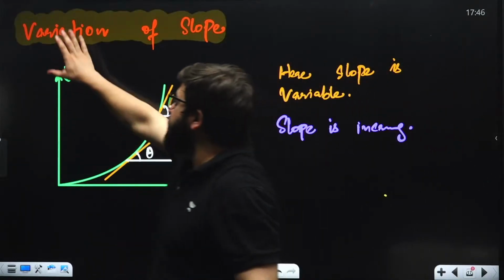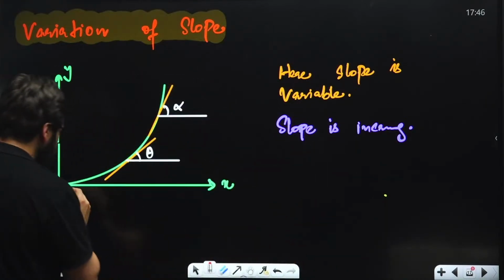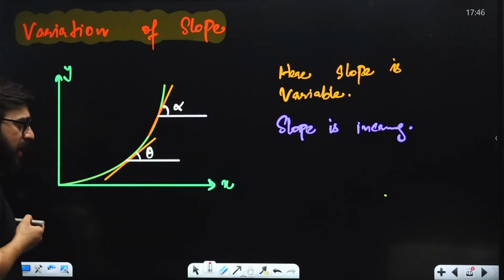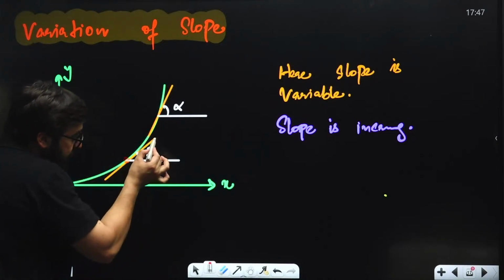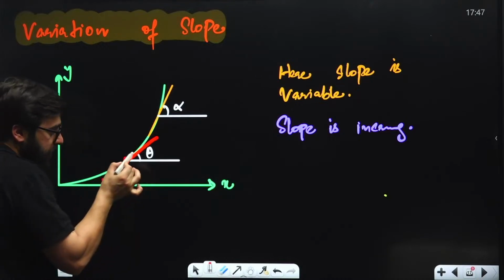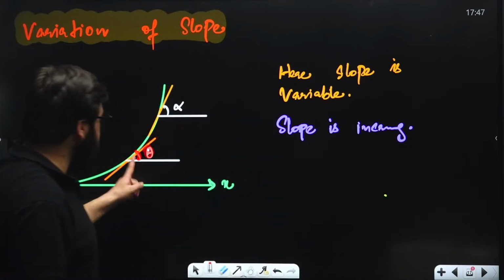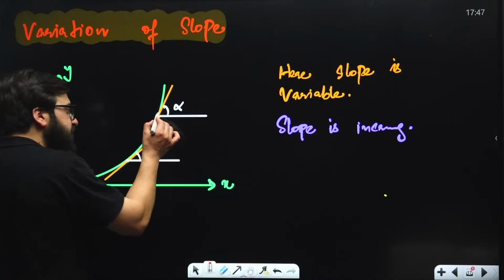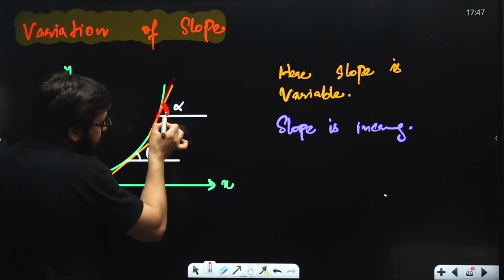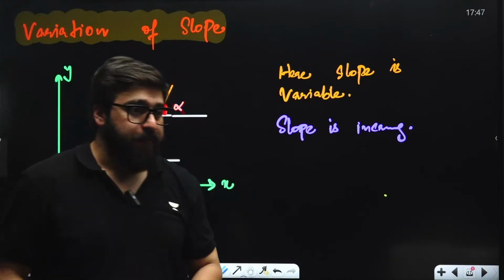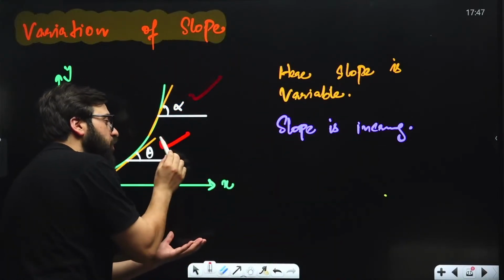Now let's talk about the variation of the slope. See, guys, here we have got this curve. Take this particular point and draw a tangent here; it is making the angle theta with the x-axis. Now take this other point and draw a tangent at this point. Here, this line is making the angle alpha. Can you tell me which of the angles is more over here, sir? Clearly, this angle alpha is more than angle theta.